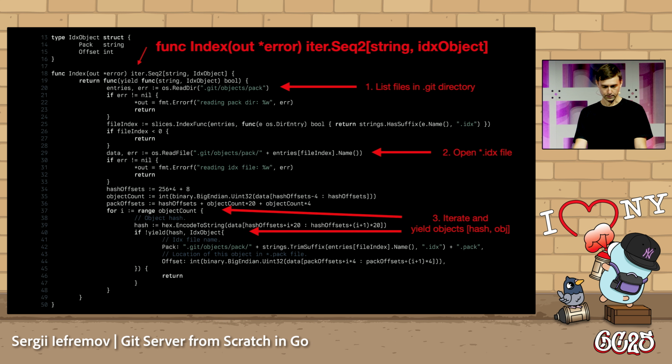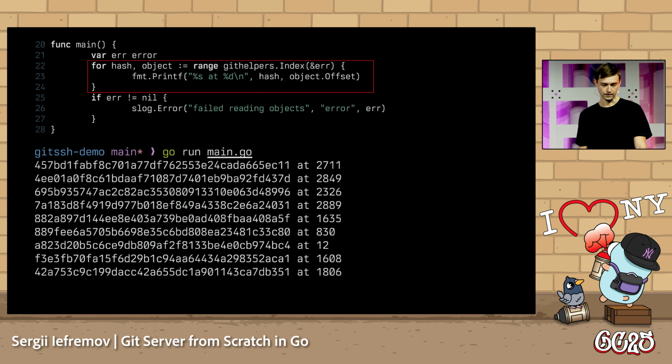So let's implement some code. Here's the index iterator that returns a list of hashes and object structs and yields them as the output of this function. It's a lot of code, but all it does is read in the index file and give us the objects. So here's what happens if we run it. It's a range over function call, and then we get a list of hashes in our repository and the locations where they are stored.